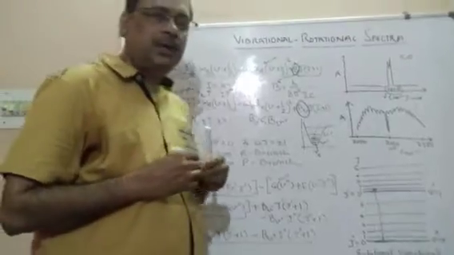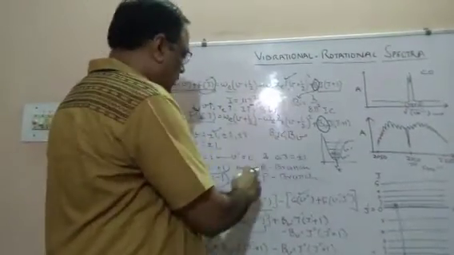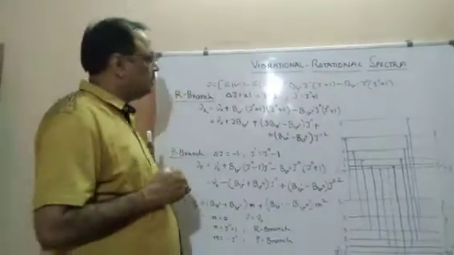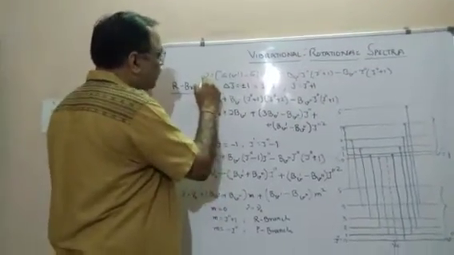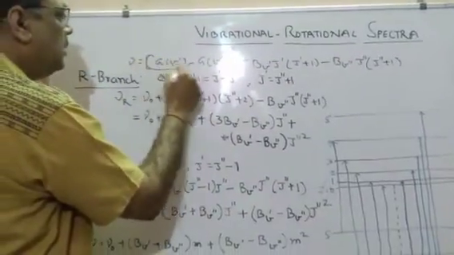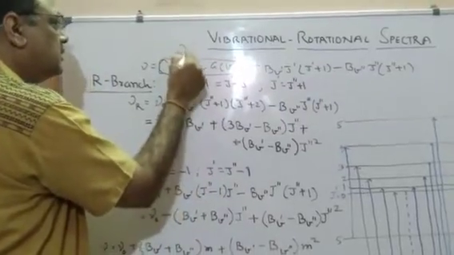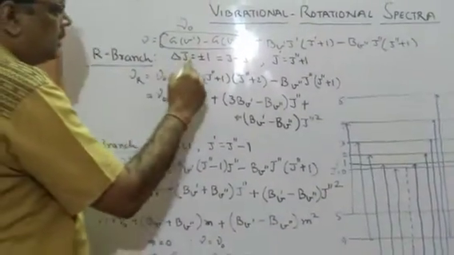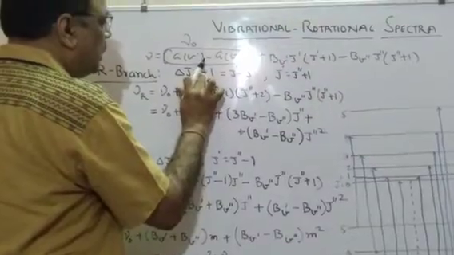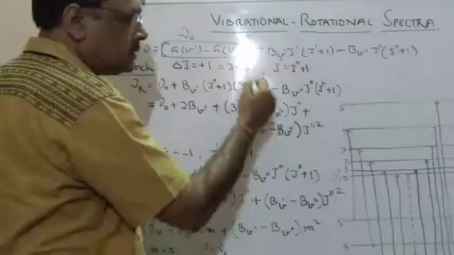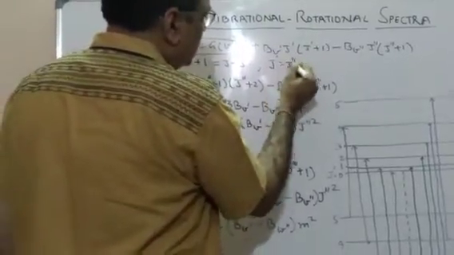Now I will explain what the R branch and P branch are. As we obtained, the wave number nu we can write like this, and this is the band origin, which is nu zero. As I told you, when we take ΔJ equal to plus 1, it means that J prime, the upper rotational level, equals J double prime plus 1.